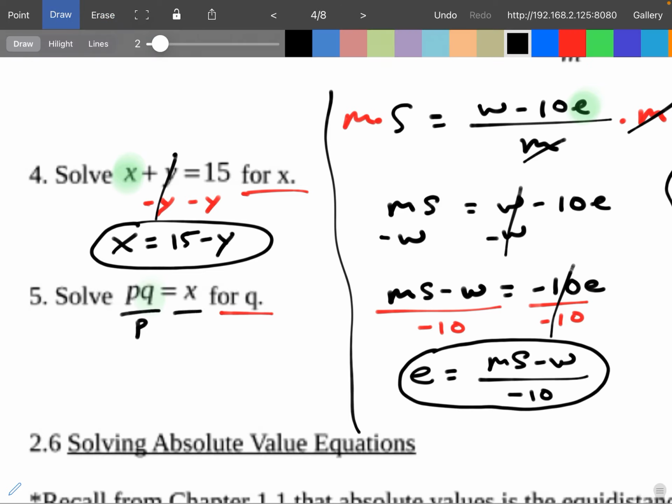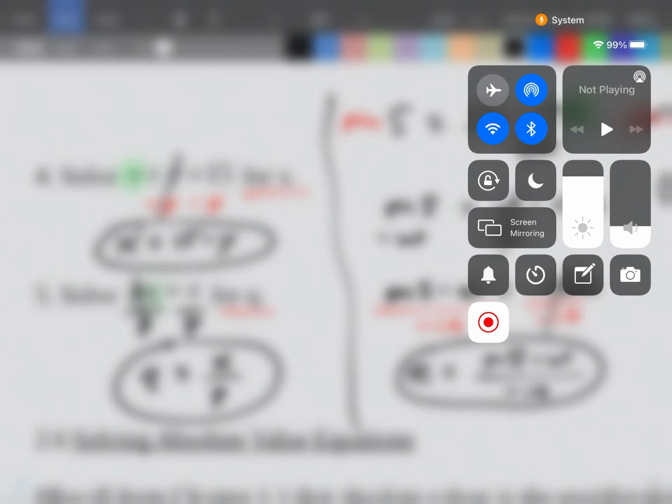Anyways, all we've got to do then is just divide both sides by p. So divide this side by p and divide this side by p. Then these p's will cancel out and make a 1, and I'll get q equals x over p. And that's it.